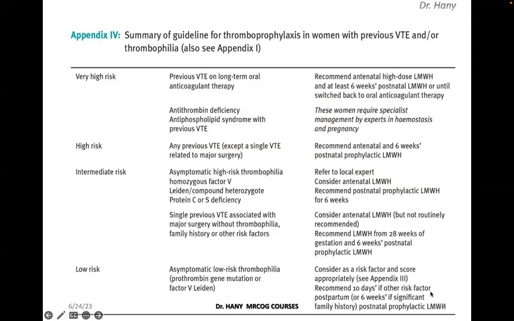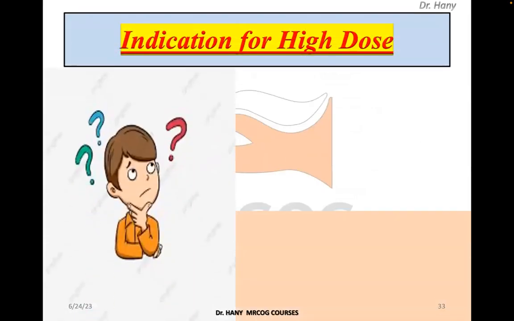If other risk factor, like postpartum or 6 weeks, if significant family history. So family history plus heterozygous or low risk thrombophilia. Okay? So this is the trick of the RCOG. They loved it. They will bring the patient antenatal with heterozygous factor V, and her mother had a DVT in pregnancy. So family history plus heterozygosity. She will not take heparin antenatal, ambulation only, hydration, but postnatal she will be 6 weeks, not only 10 days. The indication for high dose, we already spoke about it.